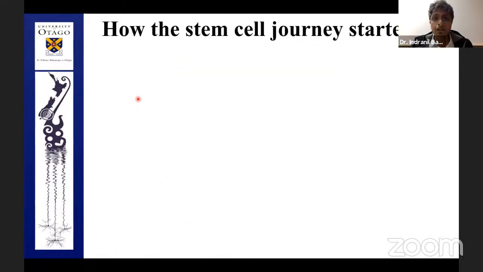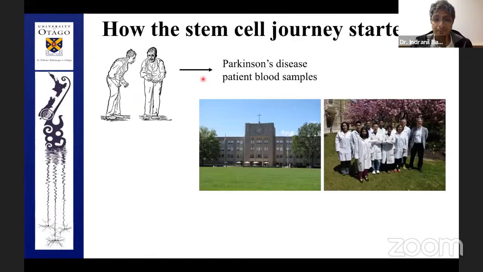So how the stem cell journey started for me: it all started when I was doing my PhD. This is basically St. John's University in New York, and this used to be my group. This is my PhD supervisor, Professor Simon Moeller. And I was very fortunate that I got hands on some samples, actually more than 300 patient blood samples from Parkinson's disease. Now, these samples were not coming from the United States. They were coming from our collaborator back in Norway.